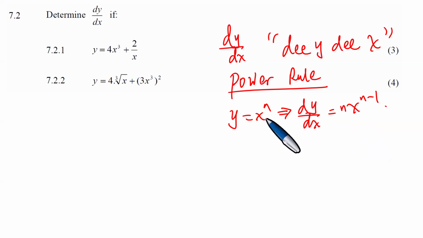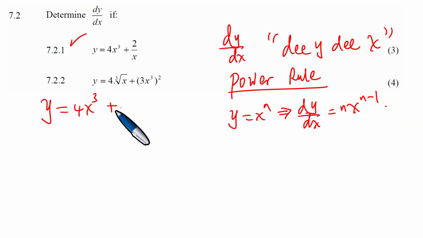What does the power rule state in words? It says if y is x to the power n, then, as we always do when finding the derivative at any point, we bring down n and subtract 1 from n. Take note of this. As a consequence, to do 7.2.1, here is our first question.